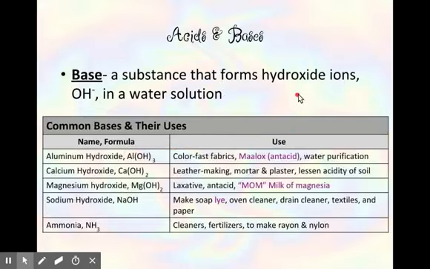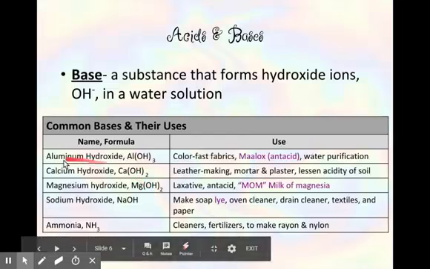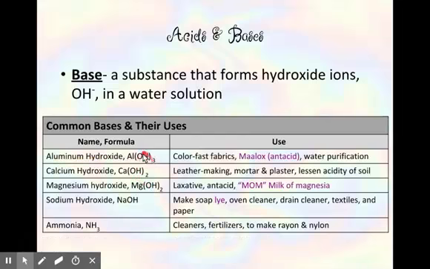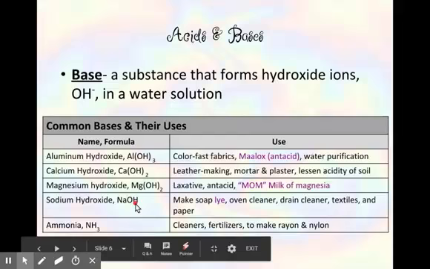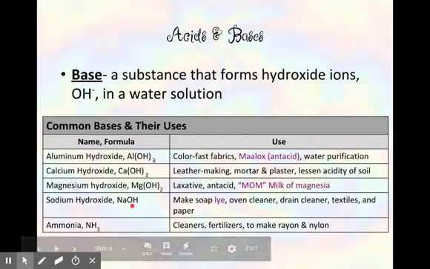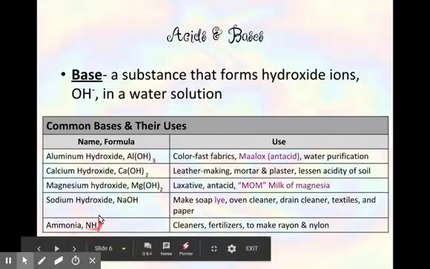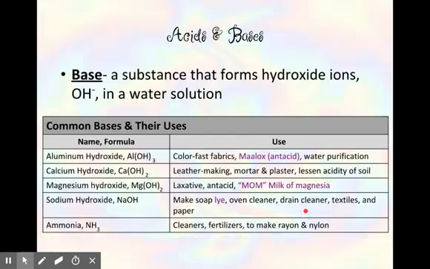So a base then is something that's going to form a hydroxide ion when you add it to water. So to note if something is a base, we look for that OH group, and it will usually come second. So like aluminum hydroxide has that OH there, calcium hydroxide, magnesium hydroxide, sodium hydroxide. The only one that doesn't, that we may come across, is ammonia, which is NH3, and that's actually a base used in a lot of cleaners in your households.